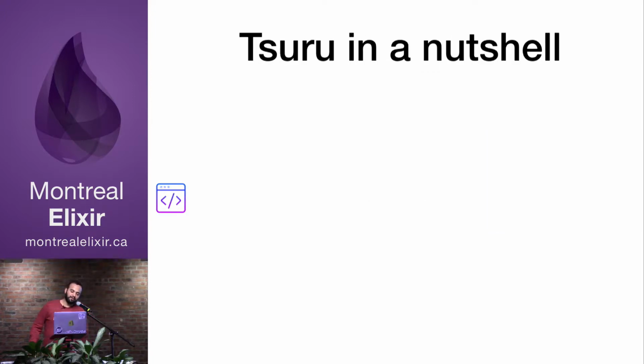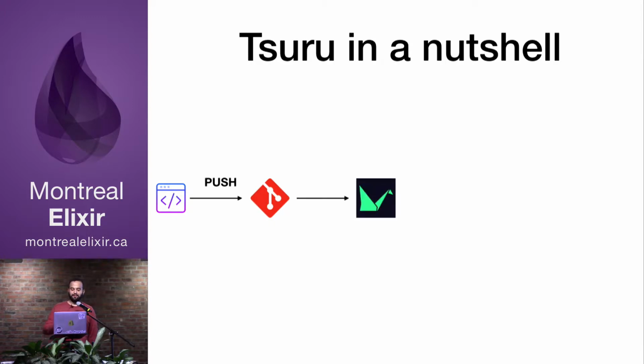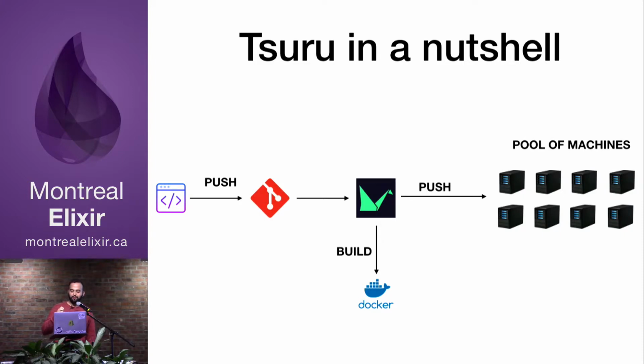So how does Tsuru work in a nutshell? You have source code, you push the source code to a Git origin, it detects that you're pushing code to that origin, then it builds the code in a container. Of course, in the project, we specify how that code is going to be built. Then once the Docker image is built, it is stored in a CDN. Then Tsuru pushes that Docker image into a pool of machines.